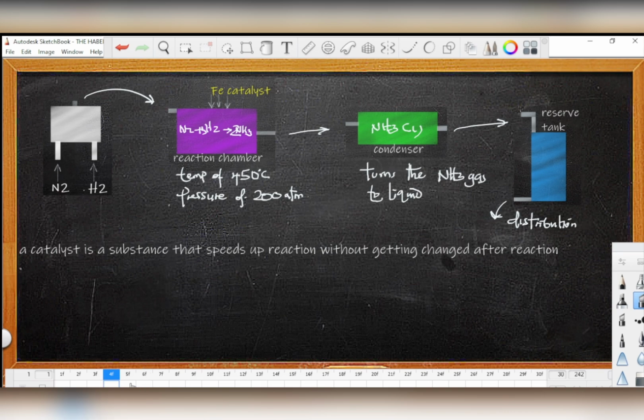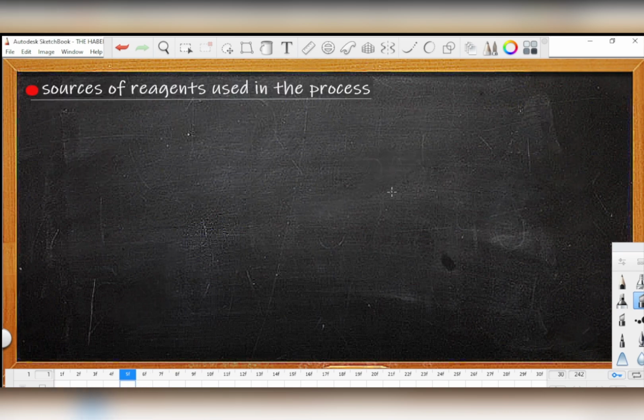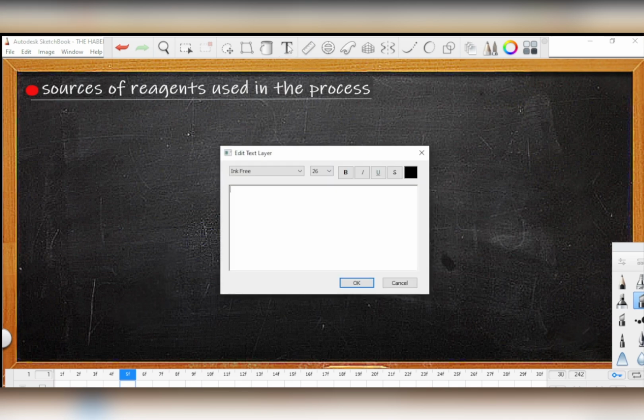So the Haber process is actually very simple. Important thing, what are the sources of the reagents? The reagents, nitrogen, we said, is obtained from fractional distillation of liquid air. You may refer to my video on fractional distillation of liquid air.